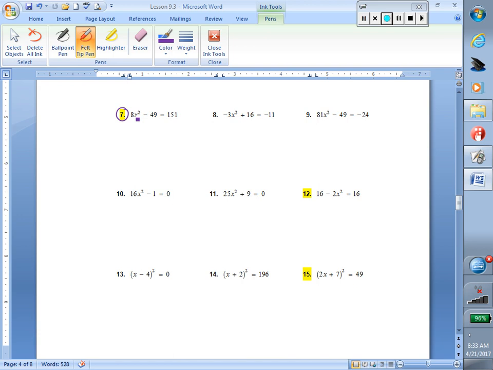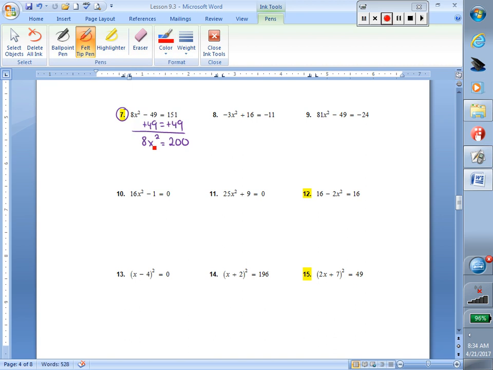Remember, before I can take the square root to get rid of that exponent of 2, we have to get the x squared by itself first. So pretend like that's just an x to the first power and try to get x by itself. Solve for x. So for subtracting 49, we're going to add 49 to both sides. So we're left with 8x squared equals 200.